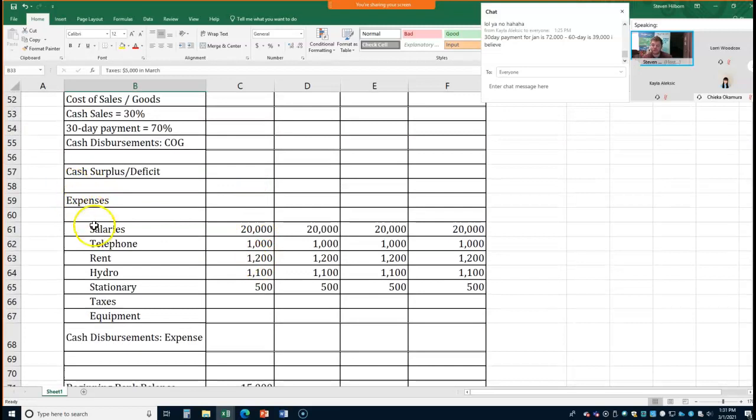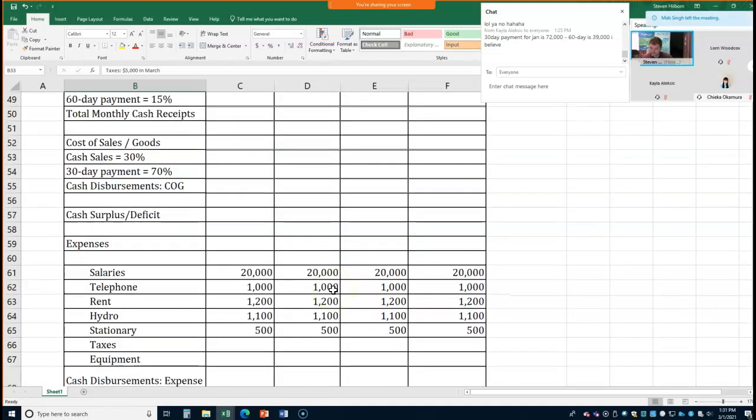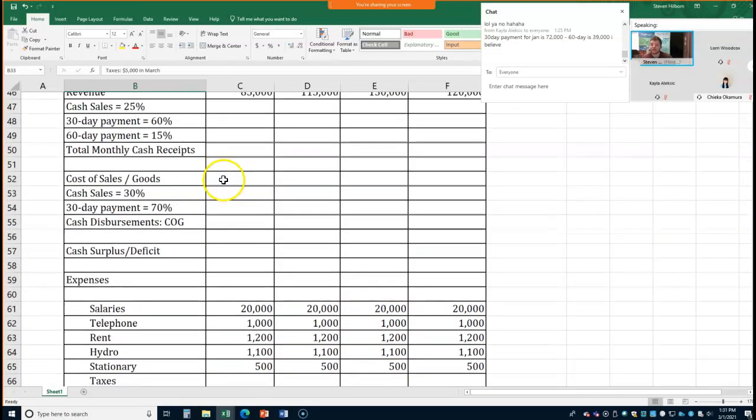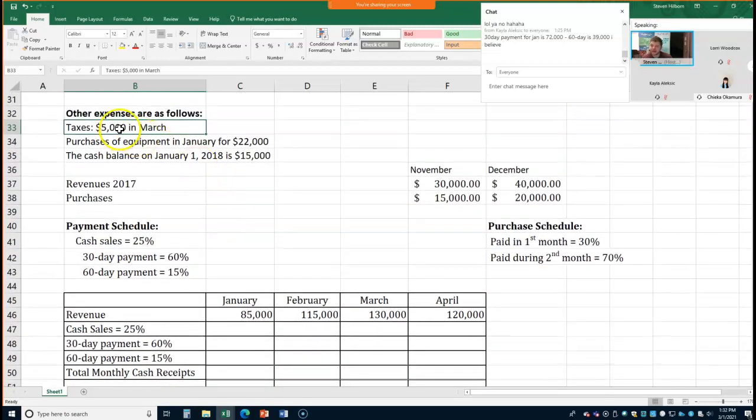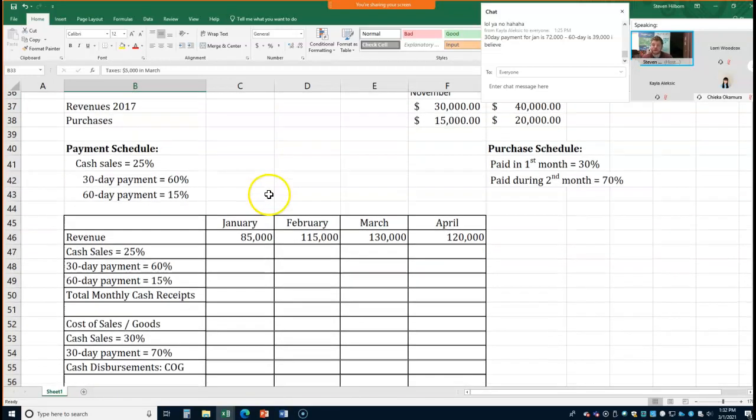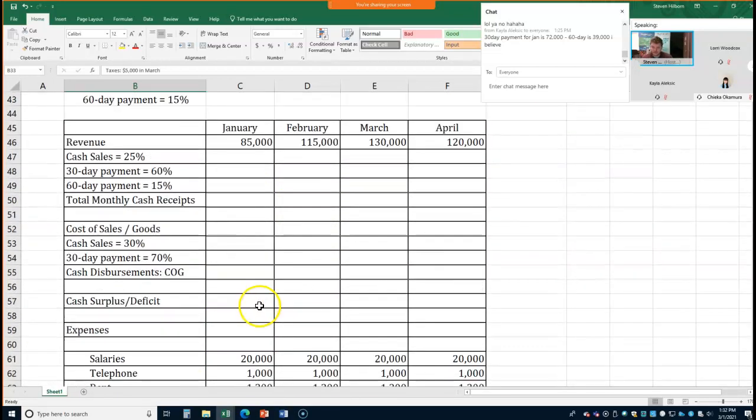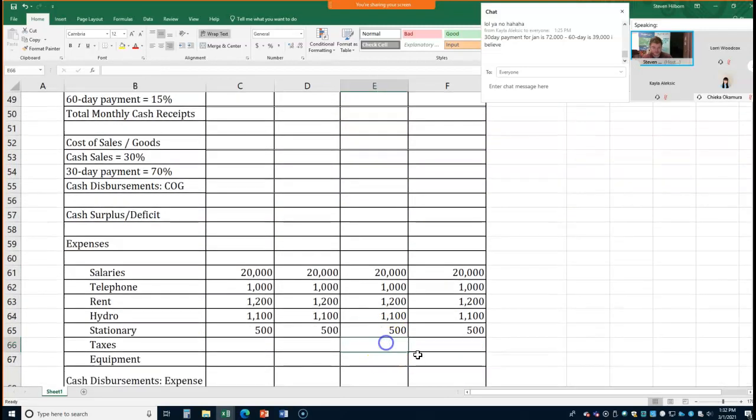I have already gone through and input all of the salaries and telephone and all that good stuff. Because they're fixed, it's really easy to budget. We know that we have to pay this every single month. And then you can also go ahead right now if you wish and put the taxes and equipment in. So I'll just go ahead and do that. Taxes is $5,000 in March. And a purchase of equipment in January for $22,000. So March, I just go $5,000 here and $22,000 for equipment.